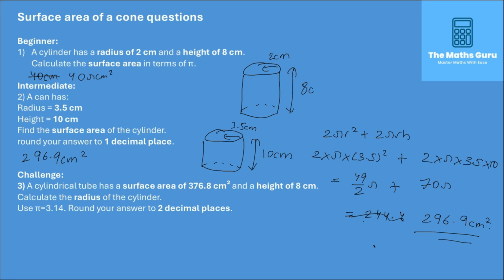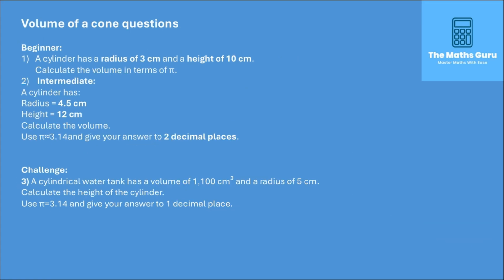But obviously, today's lesson is for the less advanced, so we're going to just move on to volume questions now. It tells us that a cylinder has a radius of 3 centimeters and a height of 10 centimeters. And now we need to work out the volume.